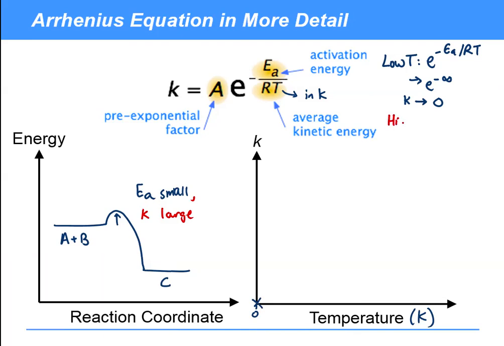So at high temperature, the temperature is going to get very, very large. So this denominator is going to be absolutely huge. That means this quotient is going to be very small. So e to the minus Ea over RT is going to tend to e to the minus 0, which is essentially tending to 1. And so k is just going to tend to A times 1, which is just A.